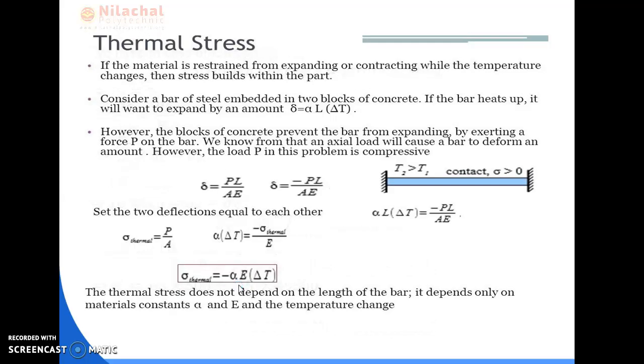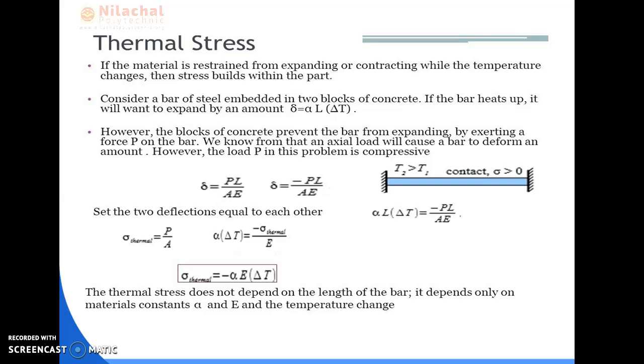Next topic is thermal stress. In earlier video classes, we learned that stress means internal resisting force per unit area. But what do we mean by thermal? Thermal means we are going to apply heat, meaning the material is heated or cooled. During that time, what happens?